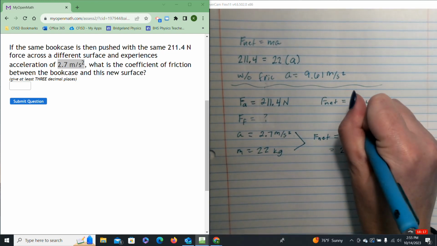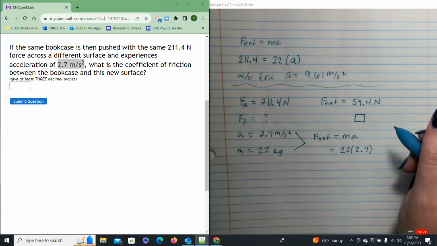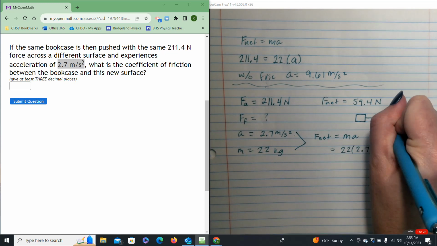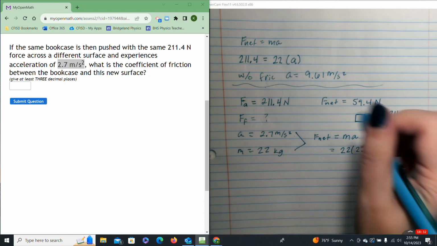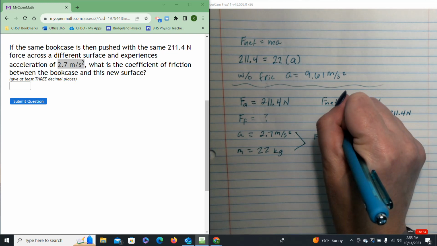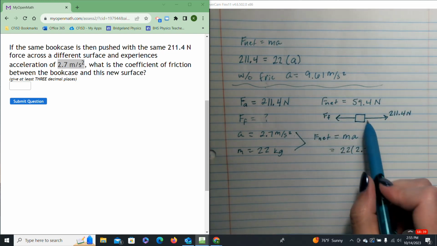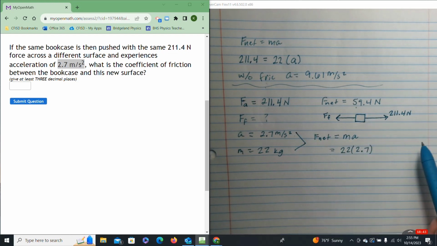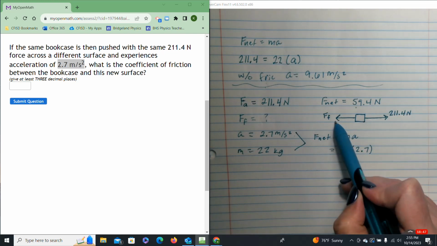So I have my object. I have my applied force. It doesn't actually mention directions anywhere in here, but let's just say my applied force is going this way and that it is 211.4 newtons. I also have a force of friction going this way. And I know the net force, or the sum of those two forces, is 59.4 newtons. So I know this one is 59.4 newtons larger than that one.